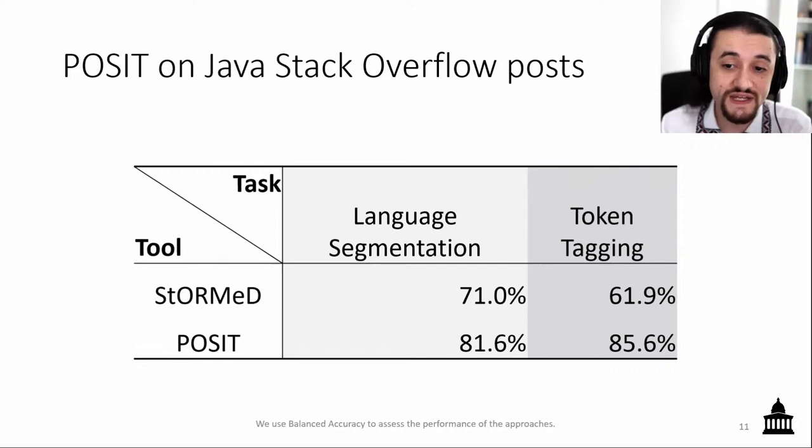On language segmentation, we see Storm achieves 71% balanced accuracy. On the same Java post, POSIT achieves 81.6% balanced accuracy. On POSIT AST tagging, Storm achieves 61.9%, while POSIT achieves 85.6%. We remark again that POSIT solves a related but not identical problem.